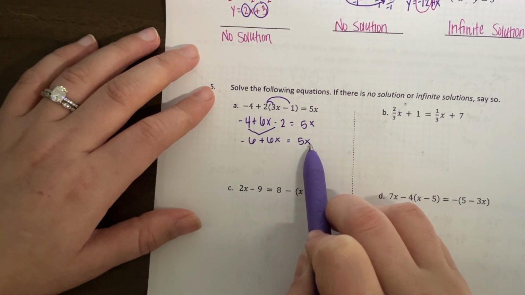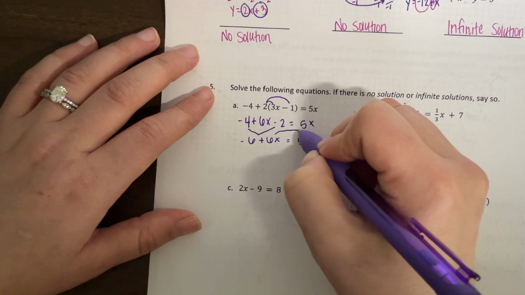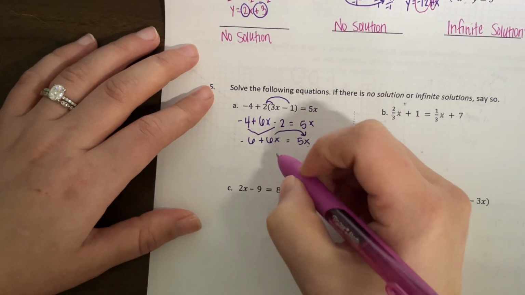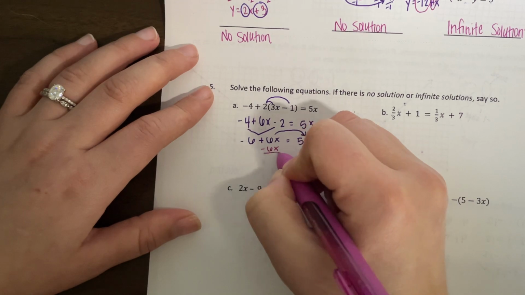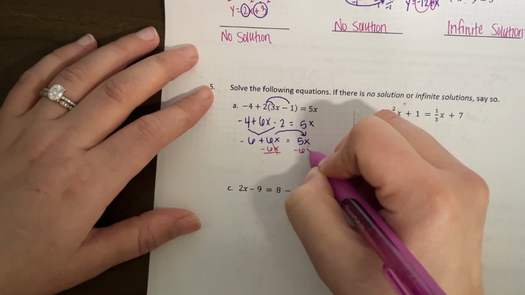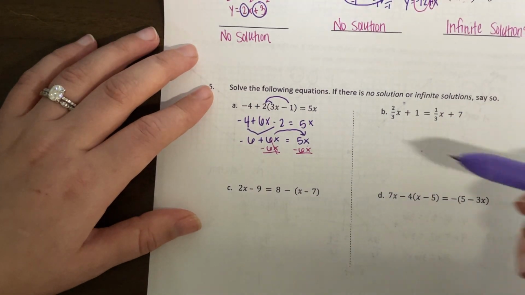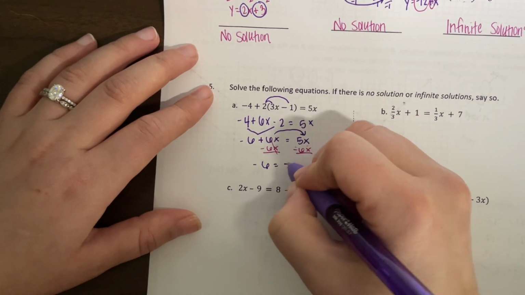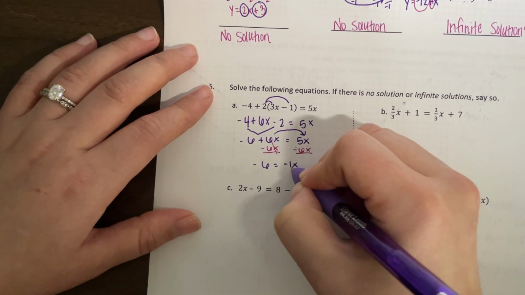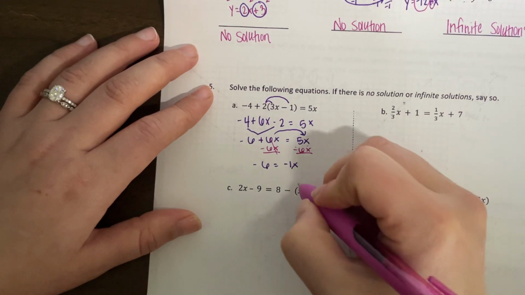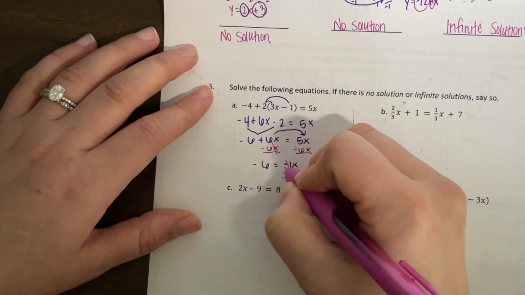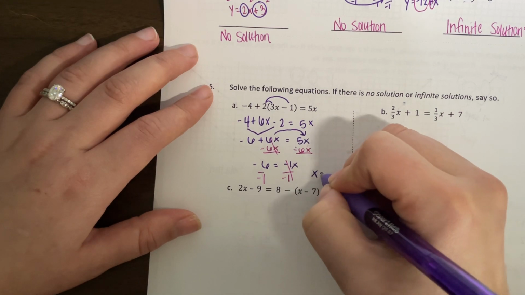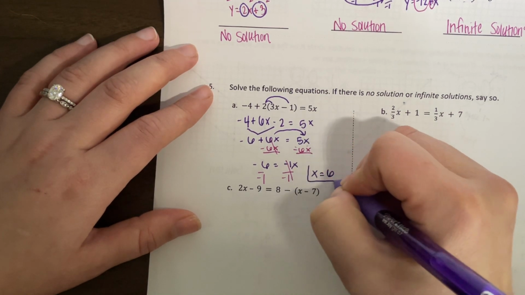I already have variables over here to the right, so let's just move that 6x over. To move, we have to do the opposite, so subtract. I'll get -6 equals 5 minus 6 is a -1x. The very last thing I need to do is divide by -1, and x equals 6.